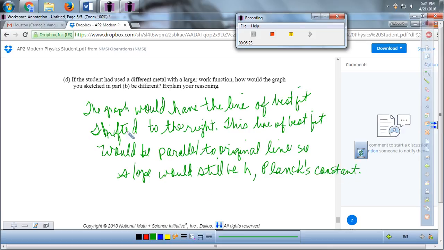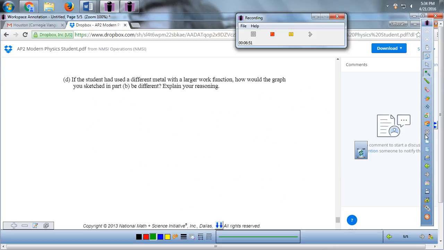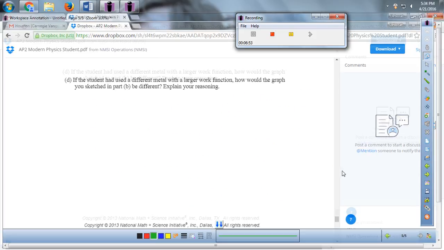Okay, now I'm going to go back and read it again. Different metal, larger work function, so that little phi value would have been greater, and that phi value would indicate my x-intercept. So if I moved it farther to the right, my phi value would be greater, which makes complete sense. All right, that's all they wanted you to do on that one. That wasn't too big of a deal. I'm going to clean this mess up and go on to the next one.